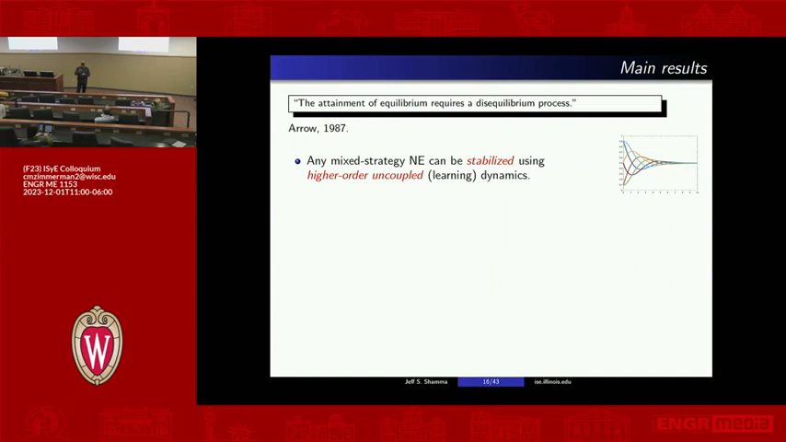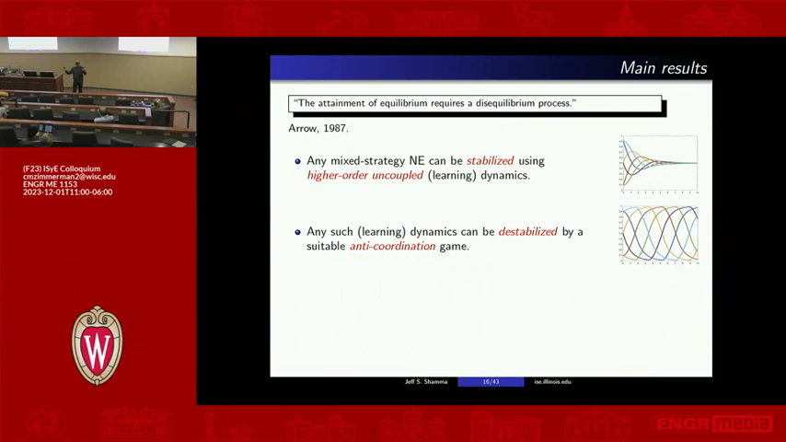So it's not a razor's edge thing. There's a built-in robustness, okay? So for any game with a mixed strategy Nash equilibrium, we can construct dynamics that work for that game. But it's not universal. For any such dynamics, we can construct a game for which those dynamics don't work. All right? So for any game, we can construct a learning rule that converges to the mixed strategy Nash equilibrium of that game. For any learning rule within our class of learning rules, we can construct a game for which those dynamics don't converge.